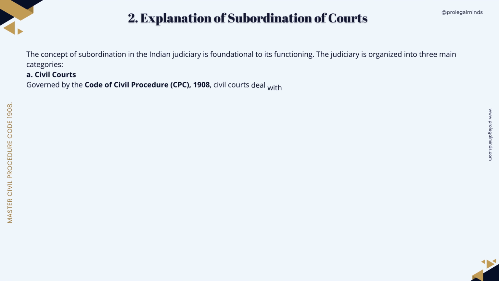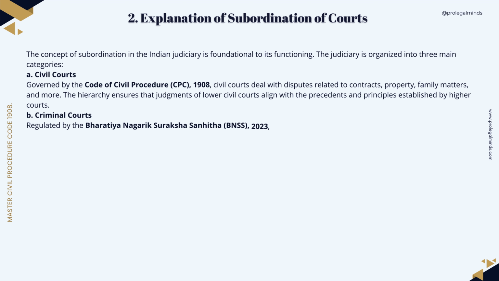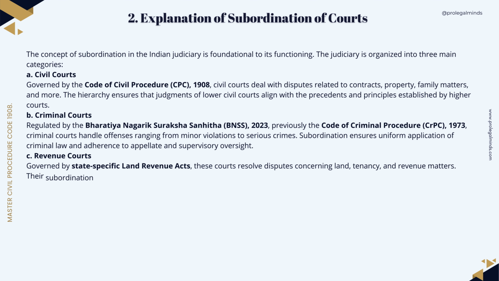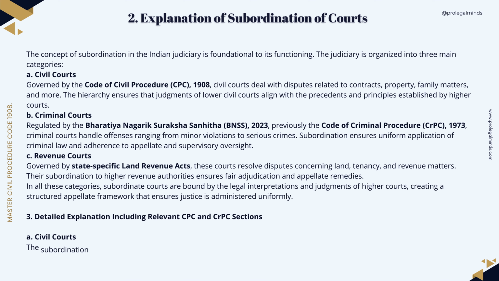The judiciary is organized into three main categories. A. Civil courts. Governed by the Code of Civil Procedure, CPC, 1908, civil courts deal with disputes related to contracts, property, family matters, and more. The hierarchy ensures that judgments of lower civil courts align with the precedents and principles established by higher courts.